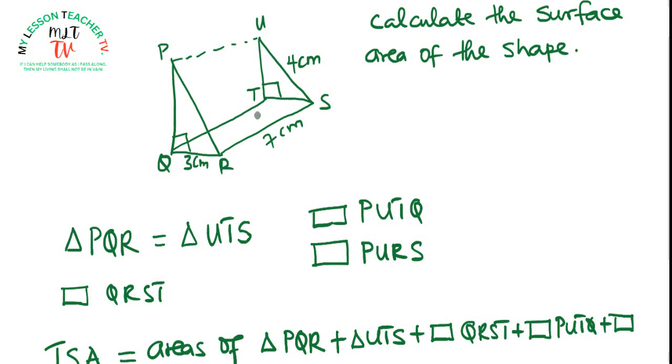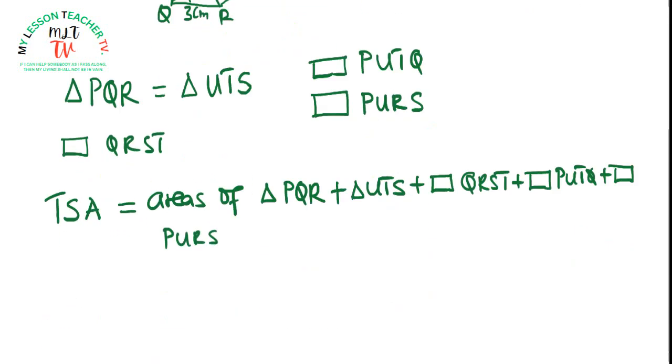But I don't have the height of the triangle, so we'll first of all look for the height of the triangle. Let me label it H. Since this is 4 centimeters, it means that here is also 4 centimeters by virtue of the fact that this is rectangle PURS. In a rectangle, opposite sides are equal, so this other side is also 7 cm. So considering triangle PQR, where the hypotenuse is 4 centimeters and the base is 3 centimeters, I can look for the height by obeying Pythagoras theorem.